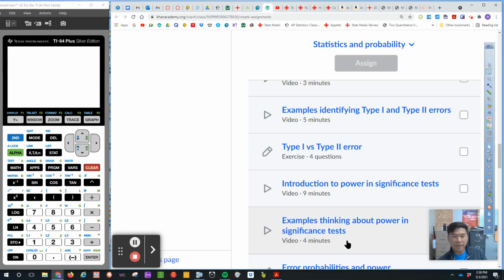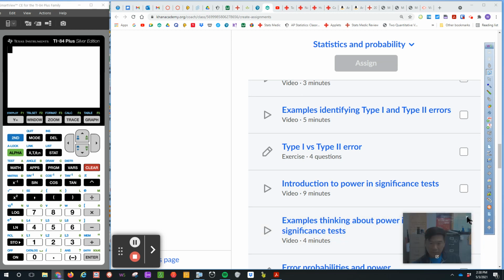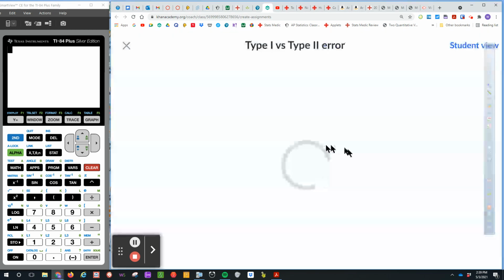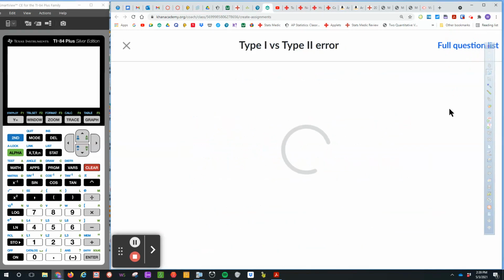Hi, Intro Stat students. Today we are going to do another exercise in the last unit, Unit 12, on significance tests, also known as hypothesis testing. To close this, we're going to do Type 1 and Type 2 error.